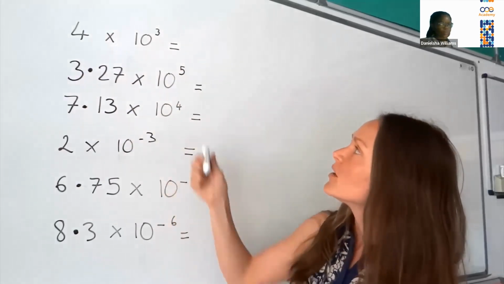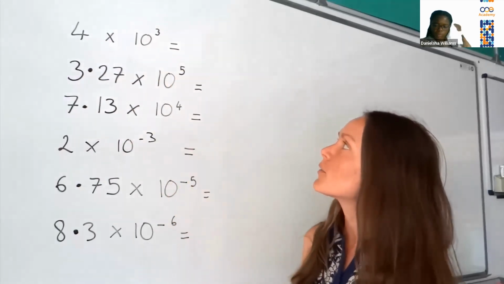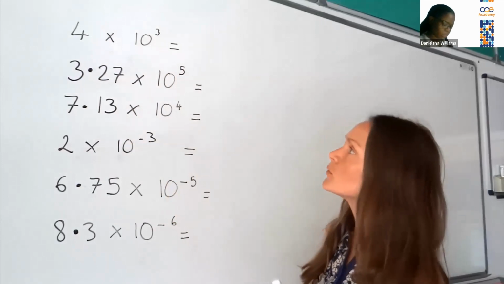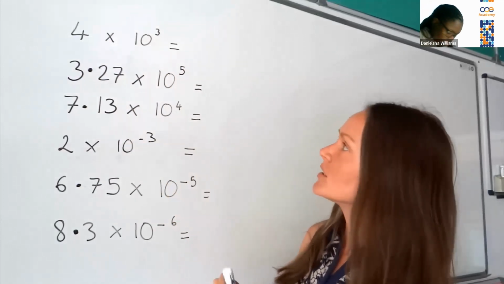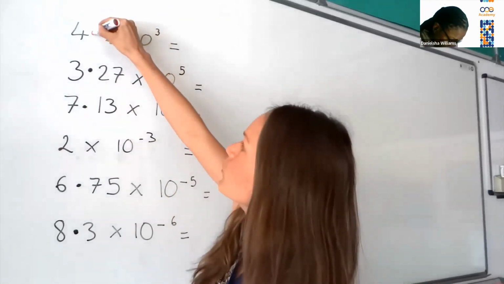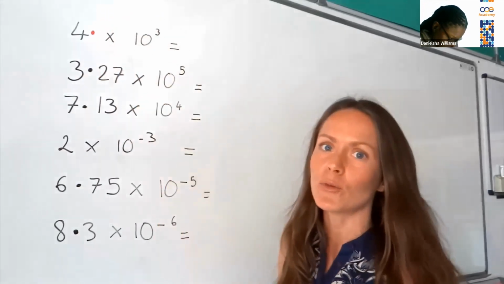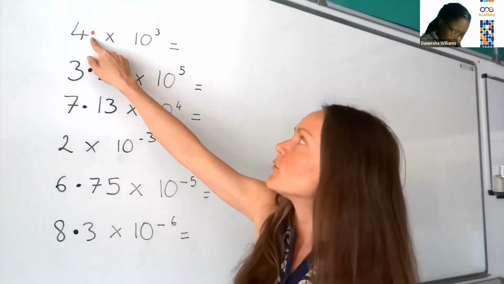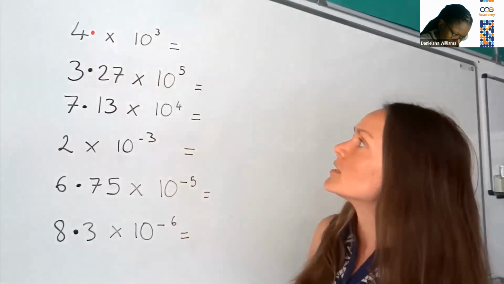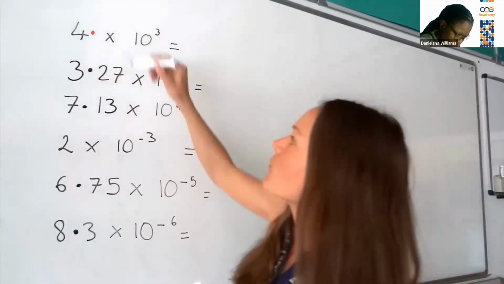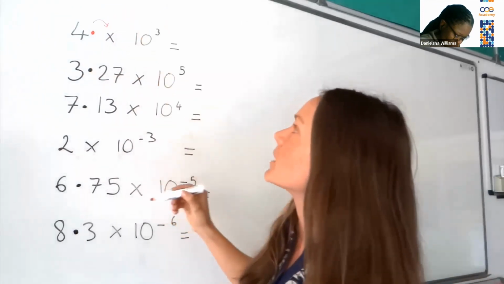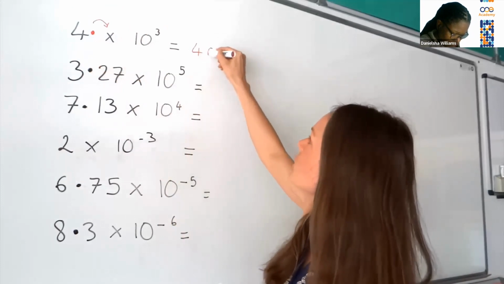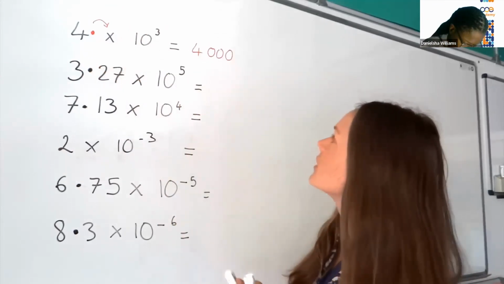So in the first one, the power is positive 3. That means the decimal has to move 3 places. So the decimal, at the moment, it's here. We don't normally write 4.0, but we just have to remember that the decimal is just after the digit 4. So that decimal is going to move 3 places to the right so that the number gets bigger. So there are no numbers here. So when that happens, we just add in zeros.